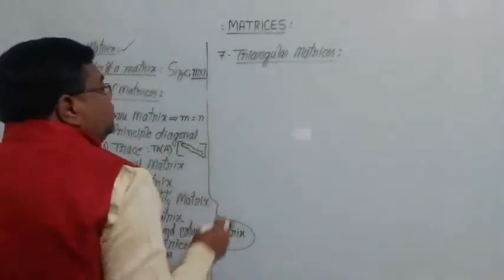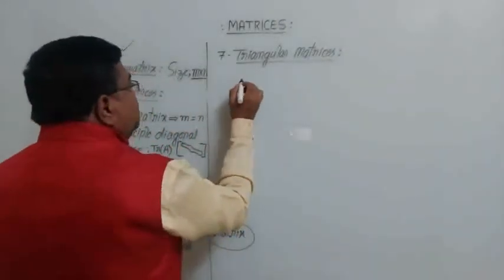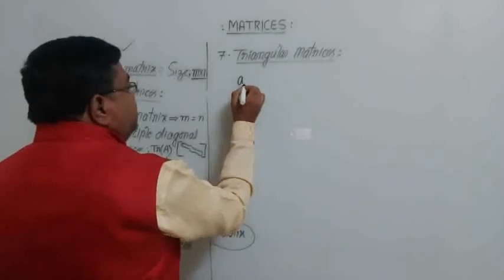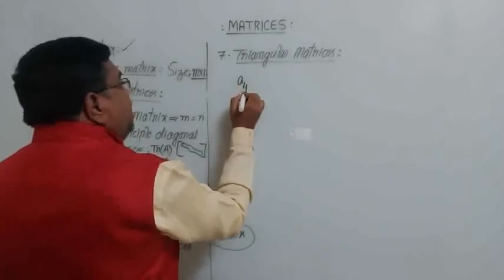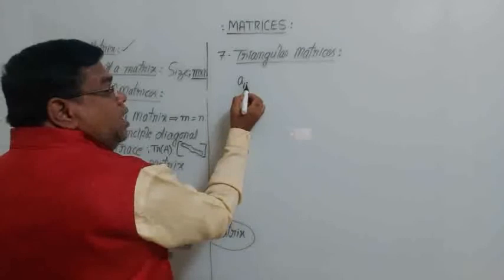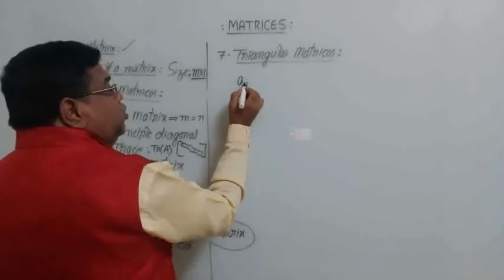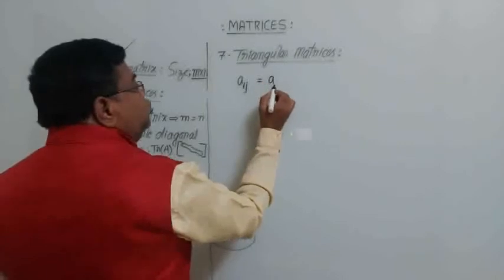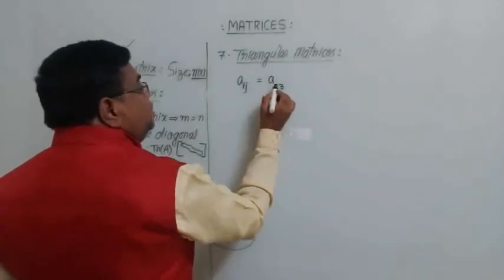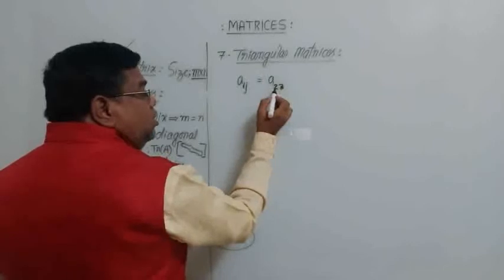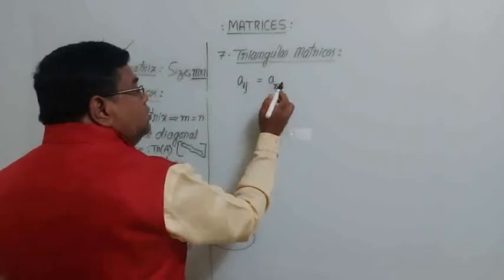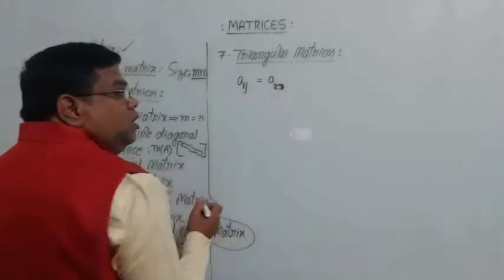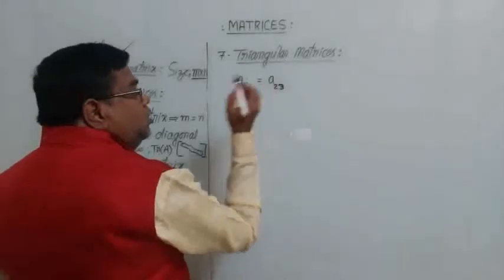Suppose in a matrix generally, let A be an element denoted by ij, meaning i is the row and j is the column. Suppose let it be A23, what is the meaning of that? Second row and third column.